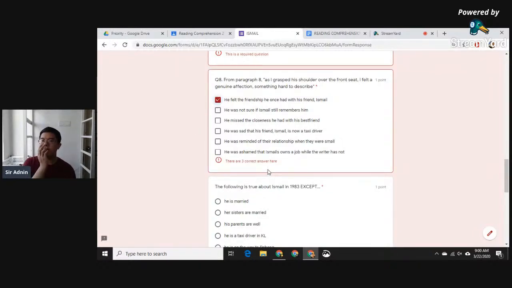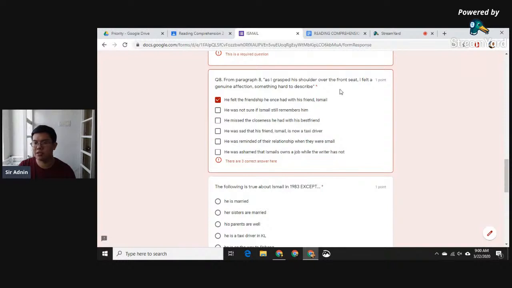So from paragraph 8, as I grasped his shoulder over the front seat, I felt a genuine affection. Or genuine affection, I don't know how to pronounce it. Something hard to describe. So, this is a sentence from the article. You have to read the whole paragraph, and maybe you have to read the whole article juga to try and guess what does it mean. But what I can tell you, you can look for, you might find word like as I grasped his shoulder over the front seat. So grasp, if you've heard of it before, it's close to the word grab, macam memegang. So something like semasa saya memegang bahunya over the front seat.